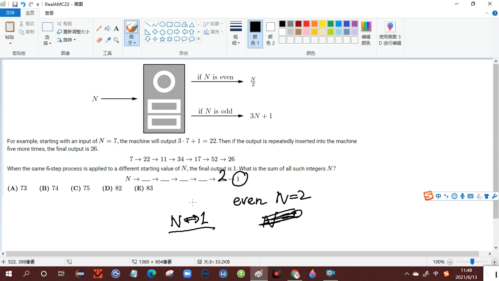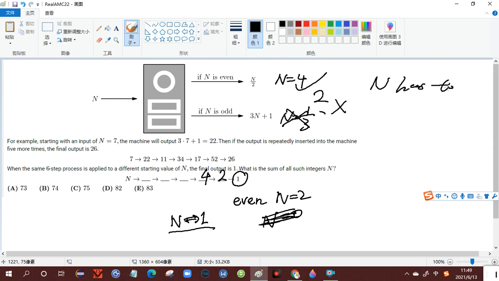And then we apply 2 again. For the even part, n can be 4. For the odd part, n can be 1/3. It is incorrect, so it cannot be odd. It can only be even, so it is 4. Recall, n has to be a positive integer. Okay?